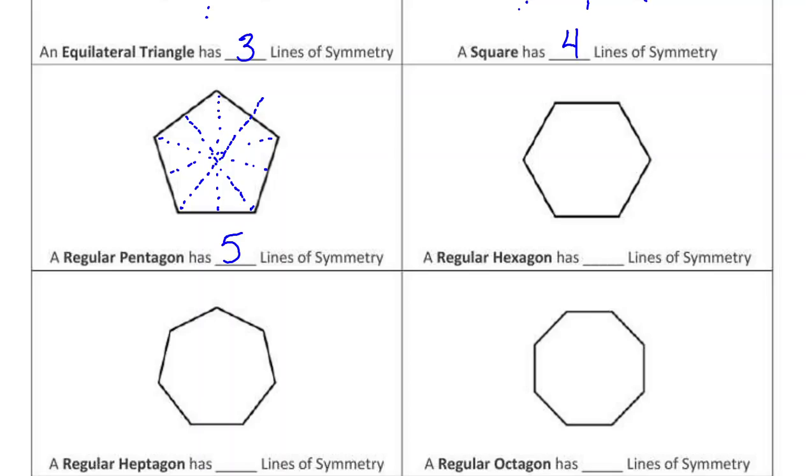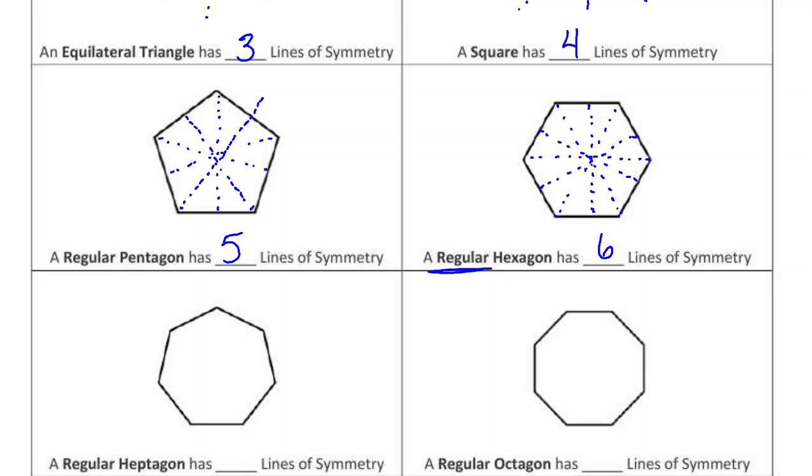I bet you could figure out the hexagon and the heptagon and the octagon all by yourself without even having to draw them. A hexagon has 6 congruent sides, 6 congruent angles, as long as it's a regular hexagon. And it's going to have 6 lines of symmetry. There's the first one, the second one, the third one, the fourth one, the fifth one, and the 6th one. So it has 6 lines of symmetry.